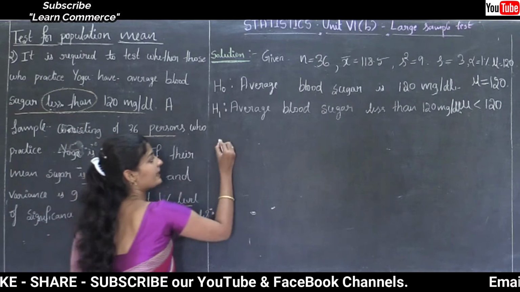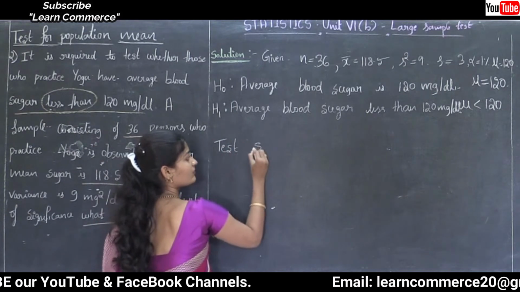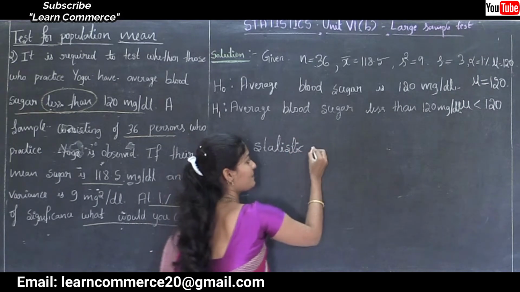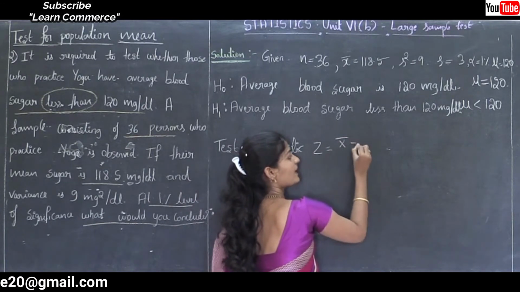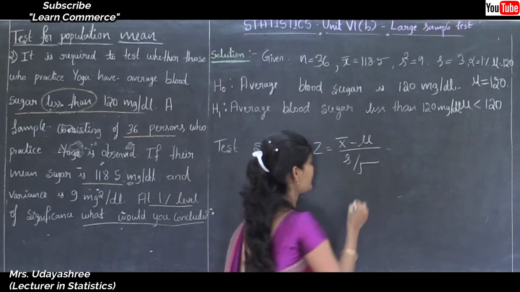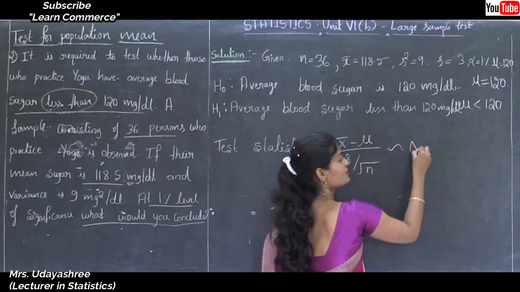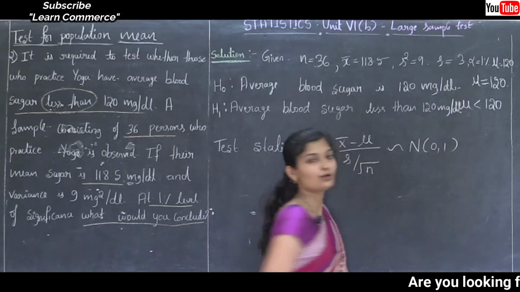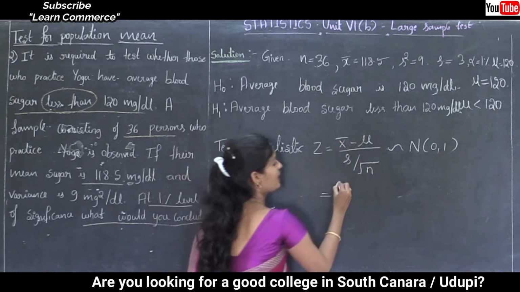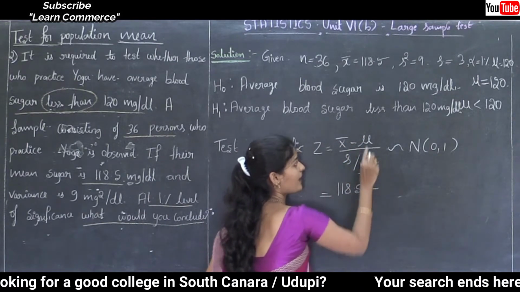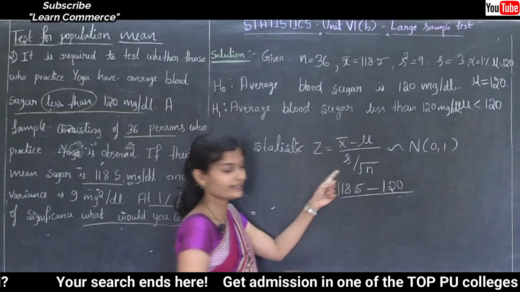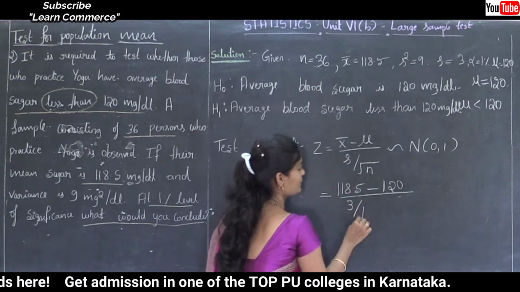Next, step 3 is test statistic. The test statistic for large sample test is Z equals x bar minus mu divided by S divided by square root of n, where S is the standard deviation, which follows normal distribution with 0, 1. Okay, now I will substitute these values. Here x bar is 118.5 minus mu, that is 120, divided by small letter s, that is 3, divided by square root of 36.